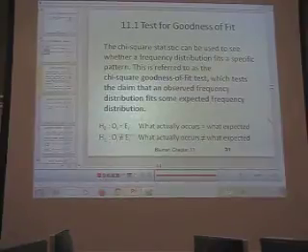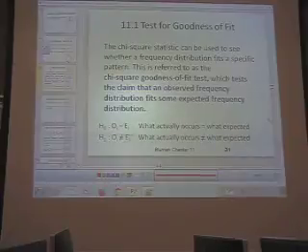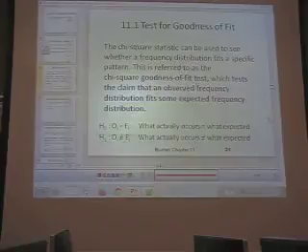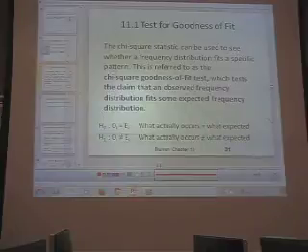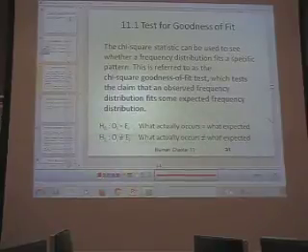The chi-square can be used to see whether a frequency distribution fits a specific pattern. Emily, read the title. Test for goodness of fit. Oh, sorry. So this is called chi-squared, like kite. Everyone say kite. Kite. It's chi-squared. Everybody good? Okay, keep going.